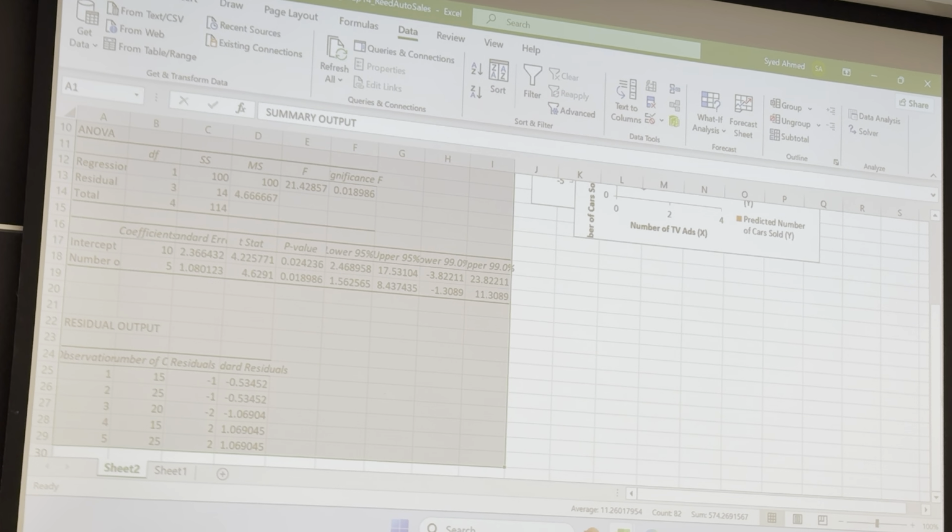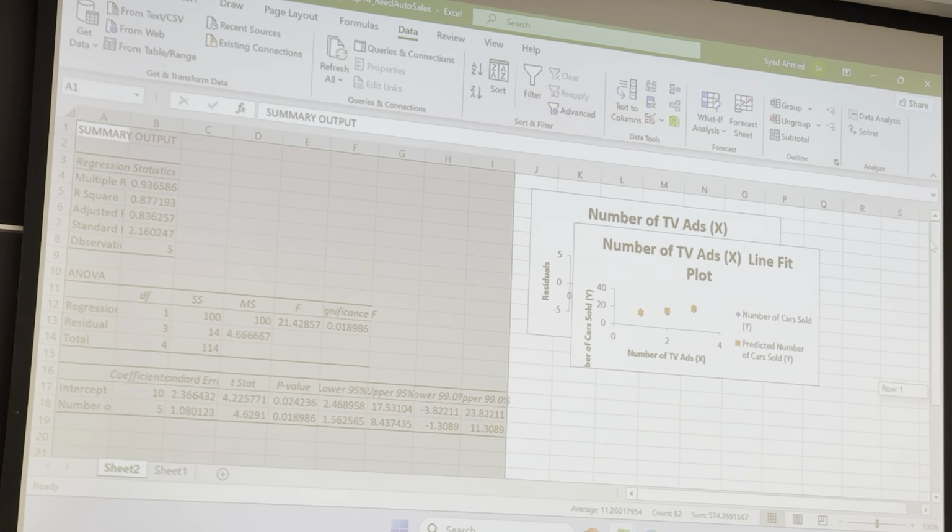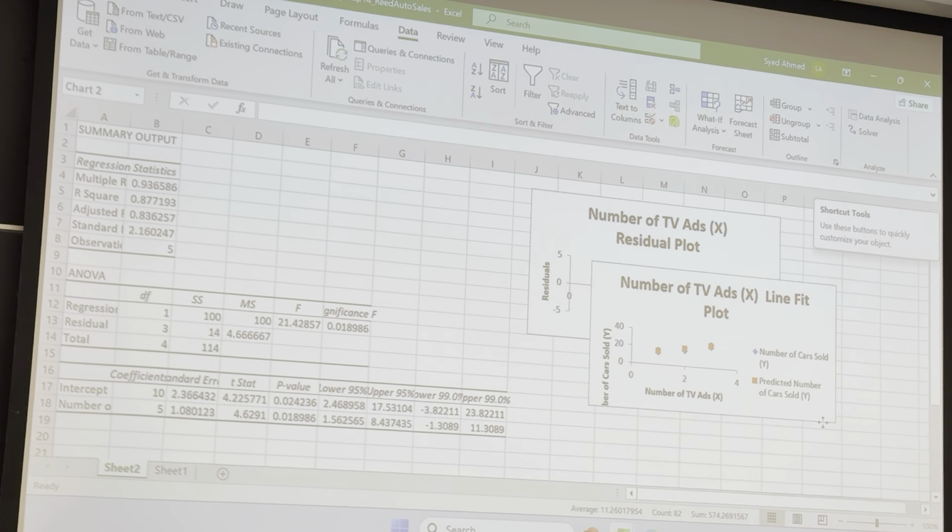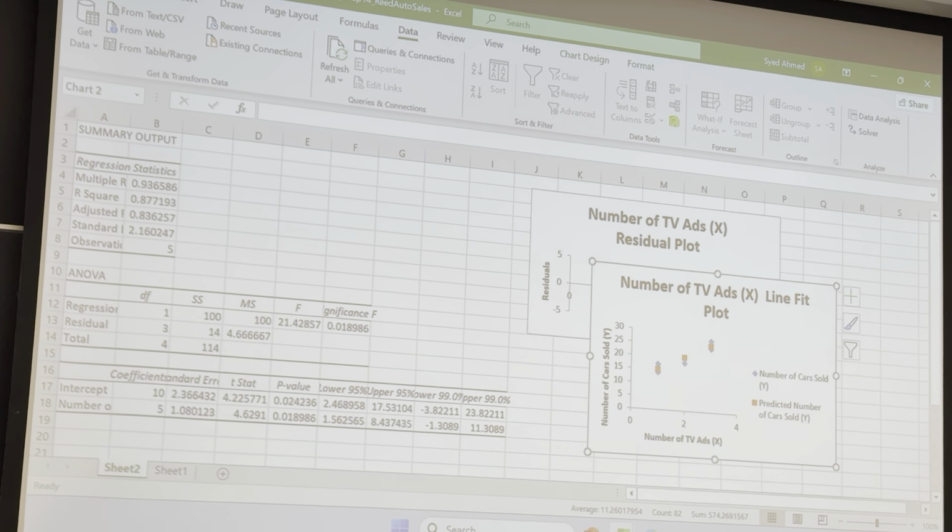You guys are okay? Now the other thing which you see over here is, this is the number of cars sold.